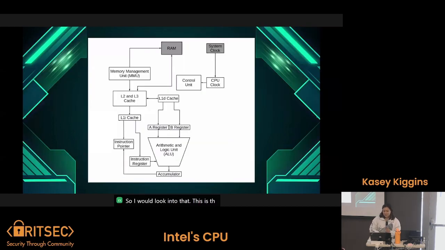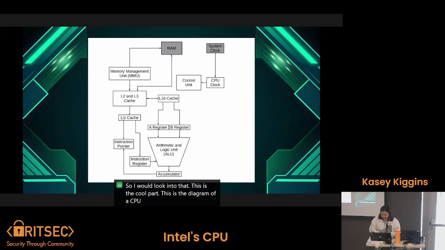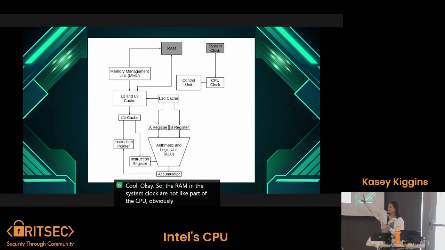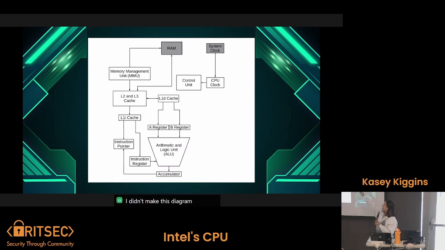This is the cool part. This is a diagram of a CPU. All the text is black and I have to highlight all of it. Okay. So, the RAM and the system clock are not part of the CPU, obviously, but they're very important. I didn't make this diagram. I pulled it from the internet, but I guess they're important enough to stay, so I didn't crop them out.